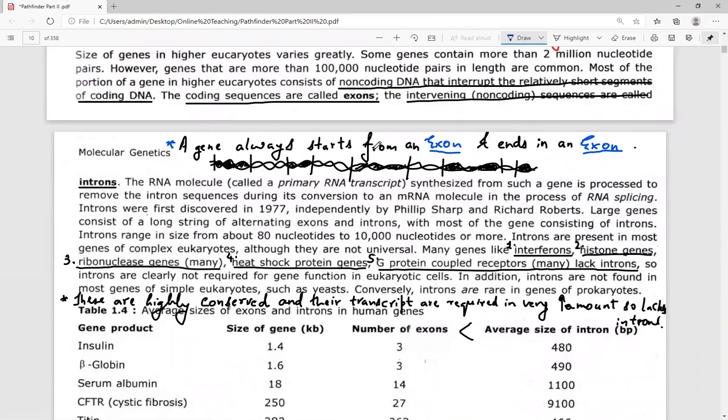A gene is always going to start with an exon and it is always going to end in an exon. So an exonic sequence is going to initiate the gene, and an exonic sequence is going to terminate it. That means a gene will start from an exon and end in an exon. Introns will be present in between them only. So this would be an exon, this would also be an exon. Sorry for the disturbance caused.